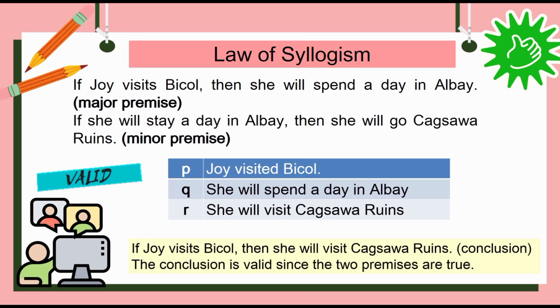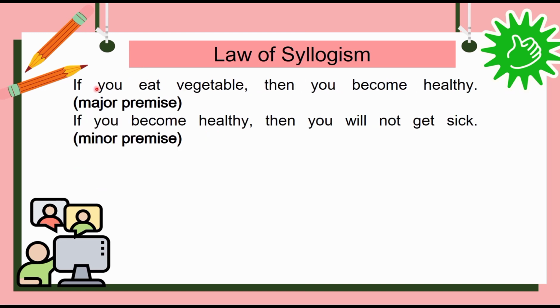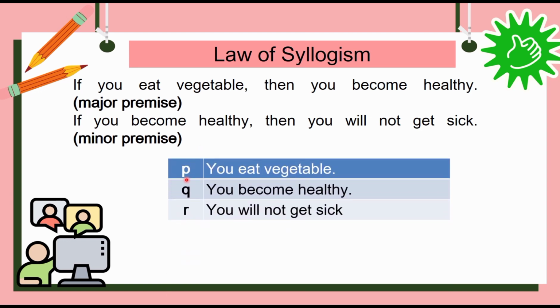Let's have example number 2. If you eat vegetables, then you become healthy. So, that is our major premise. And then, if you become healthy, then you will not get sick. That is our minor premise. So, let us analyze our hypothesis, which is P, you eat vegetables. Q, you become healthy. And our R, you will not get sick.